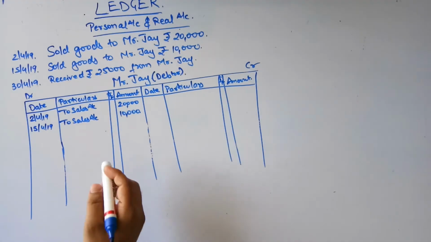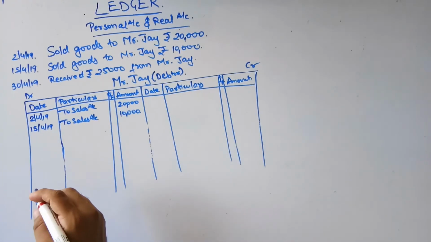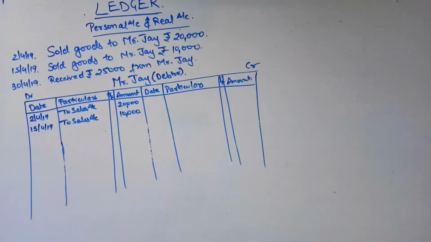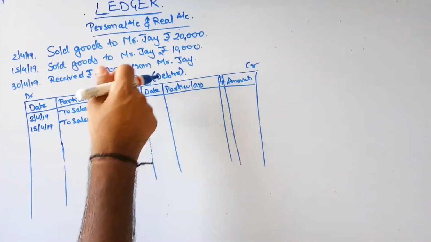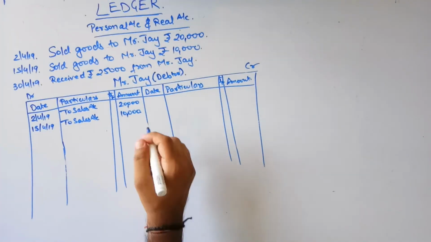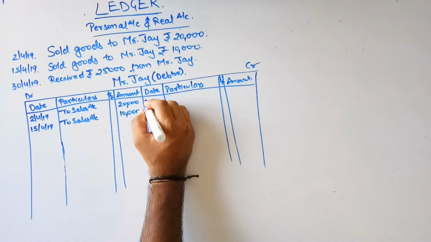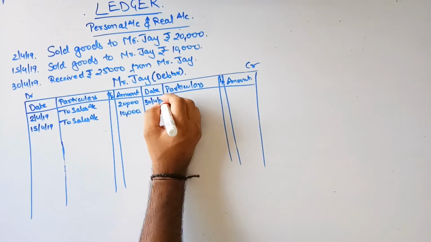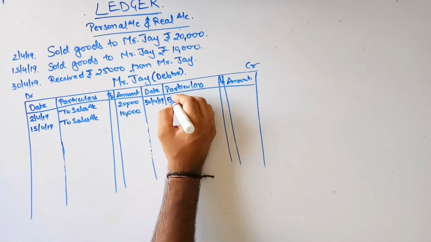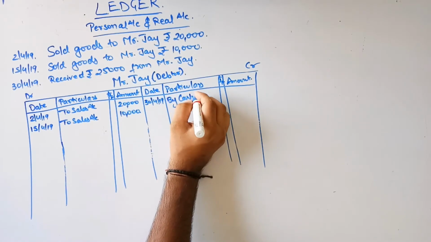So debit what comes in, what is coming in? Cash. Cash account debit to Mr. Jay account. So in cash account we will write on the debit side to Mr. Jay account. So in Jay's account we will write on the credit side. Very good. On the 30th of April 19, on the credit side I will write by cash account.